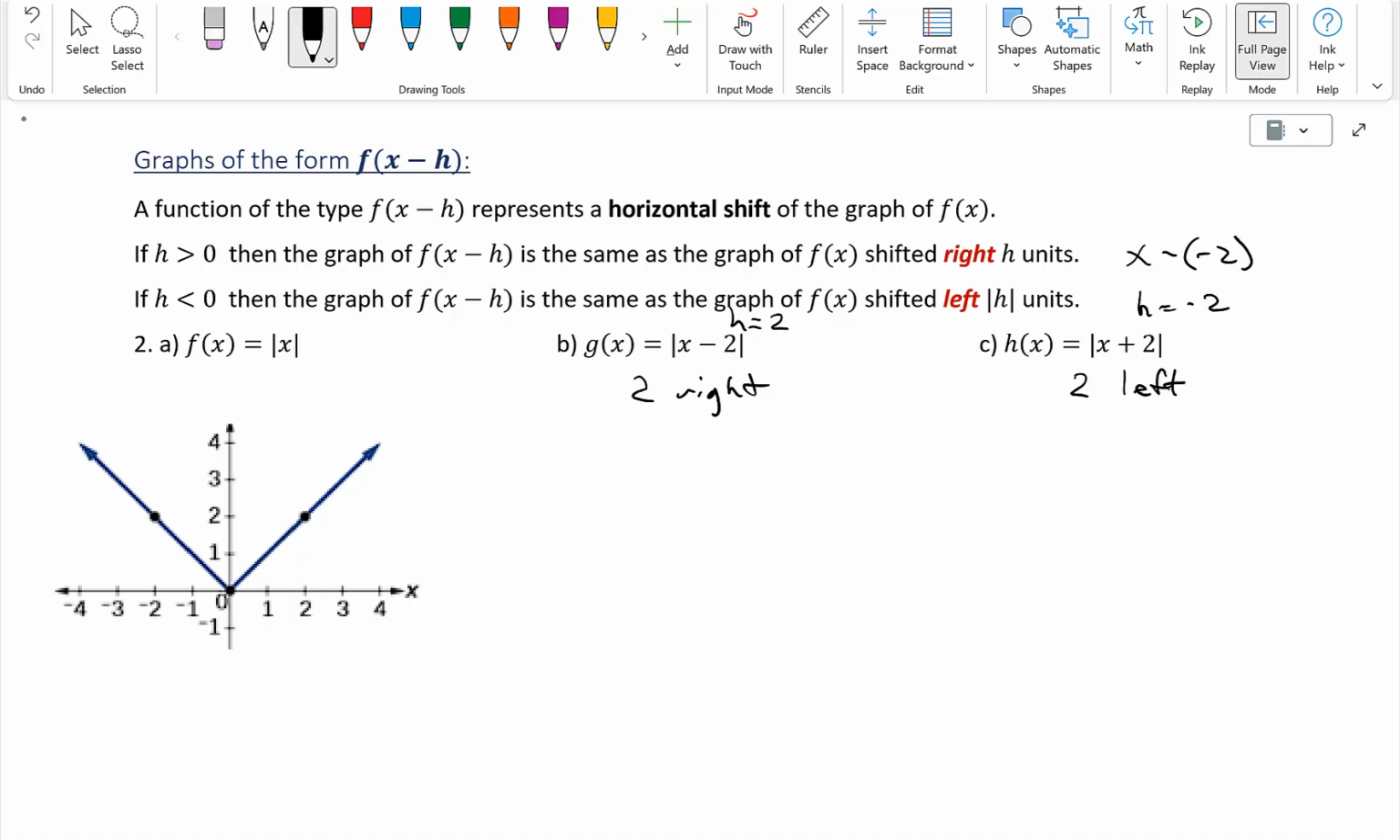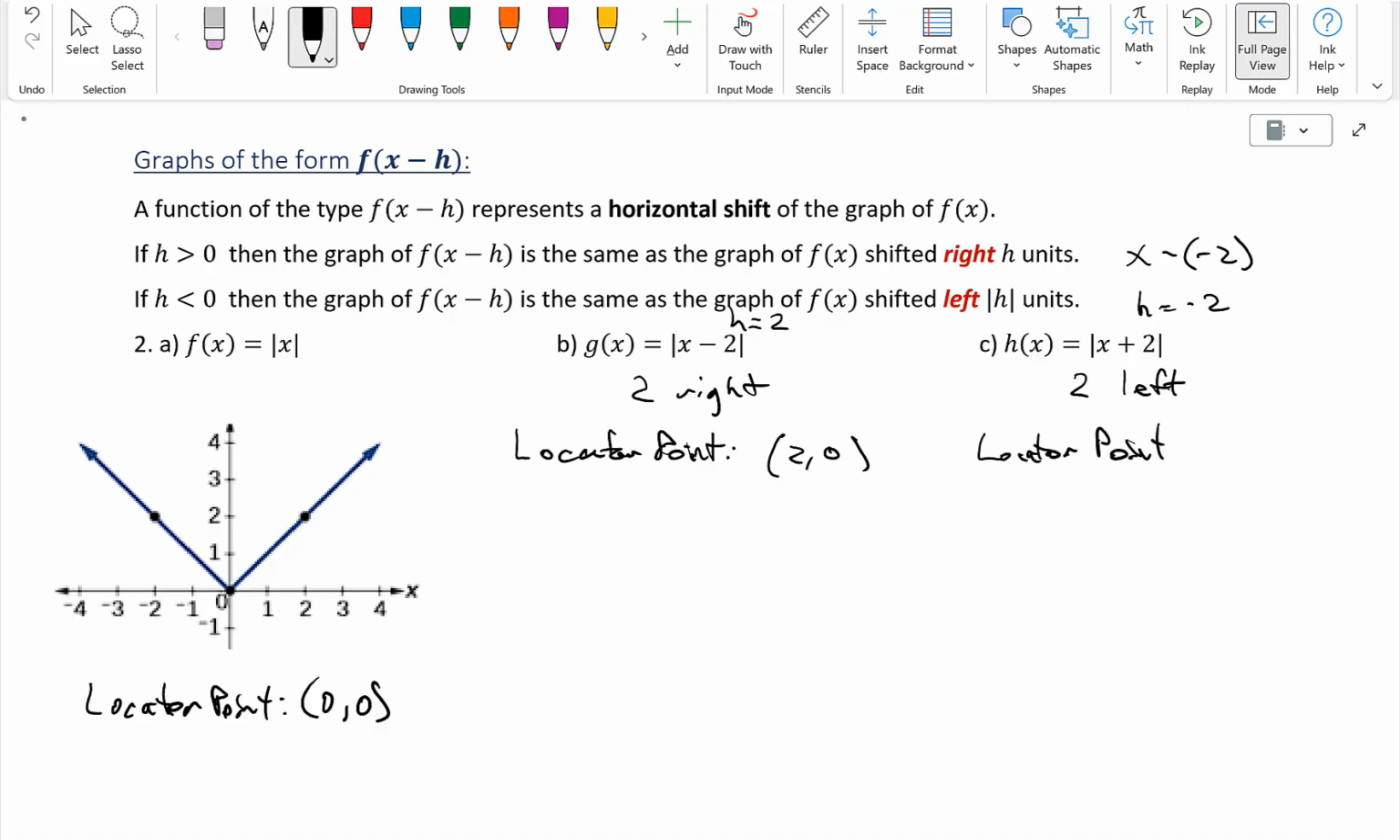And for our locator point, for our absolute value function, we start again with that origin 0, 0. If we're shifting 2 to the right, our new locator point for B becomes 2, 0. And our new locator point for C is going to become -2, 0. Right? We didn't shift anywhere up or down this time, just that left-right movement inside.